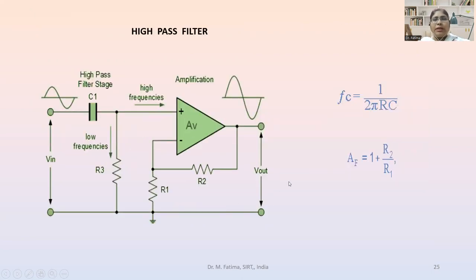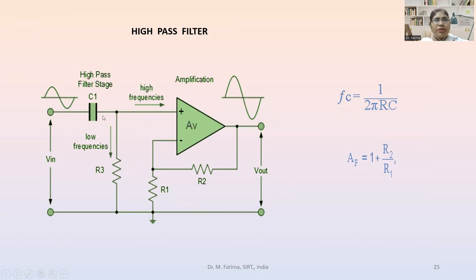Now, this is another high pass filter in which the feedback network is connected, R2 and R1. This is the feedback network. And here the capacitor C1 and R3, and we can take it as C or R. So the cutoff frequency is equal to 1 by 2 pi RC, and the gain of this operational amplifier is equal to 1 plus R2 upon R1.